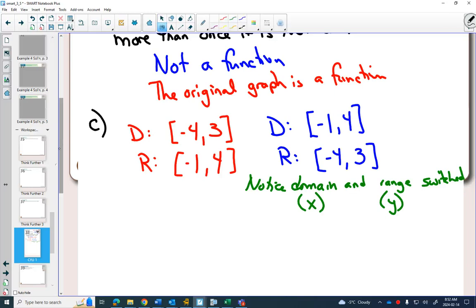All right, please circle questions 4 and 9.